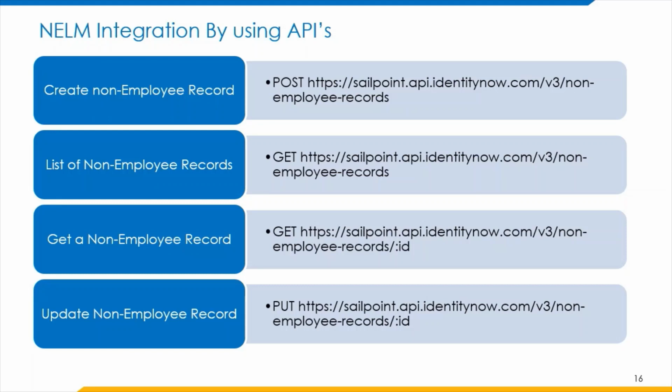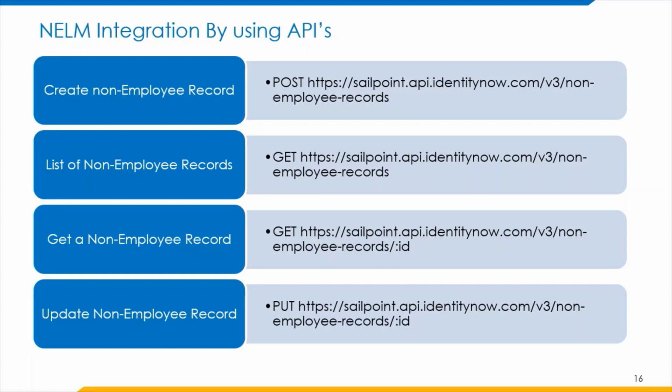Update non-employee record. This request will update a non-employee record, like end date or any other attributes if required. Get a non-employee record. This gets a non-employee record. This will help in fetching any particular account data for a non-employee. List non-employee records. This gets a list of non-employee records. This API will fetch all the accounts present in the non-employee source.